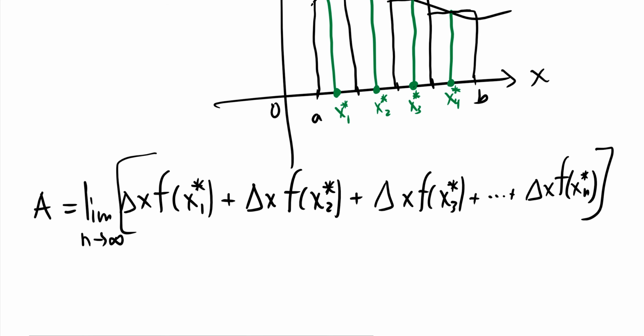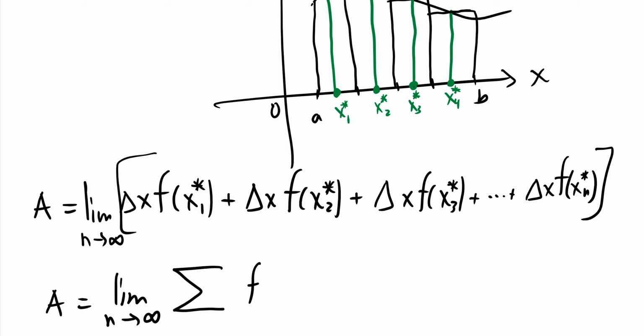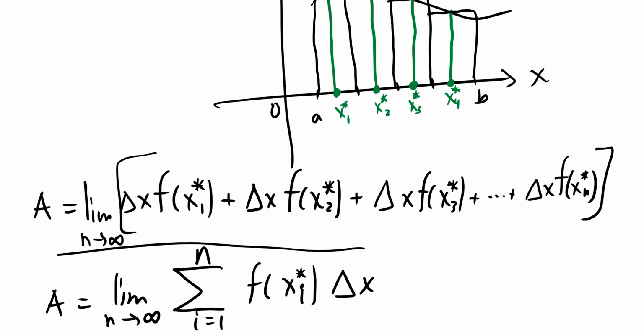So if you want to rewrite it in a simpler way, this is the limit as n goes to infinity. We use the summation notation of f of xi star. Delta x stays the same, it's not changing. Only the i changes, from i equals 1 to n. So that gives us the exact area under the curve, using the midpoint. And later on, we will show that he found and proved that the midpoint always gives a better result than the right endpoint or the left.